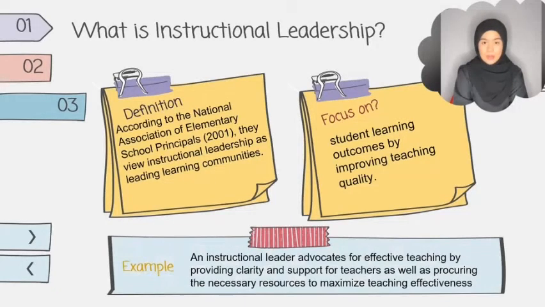For example, an instructional leader advocates for effective teaching by providing clarity and support for the teachers, as well as procuring the necessary resources to maximize teaching effectiveness.